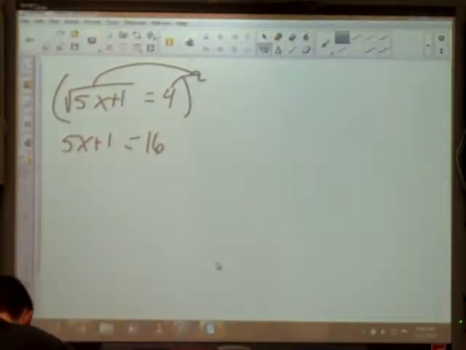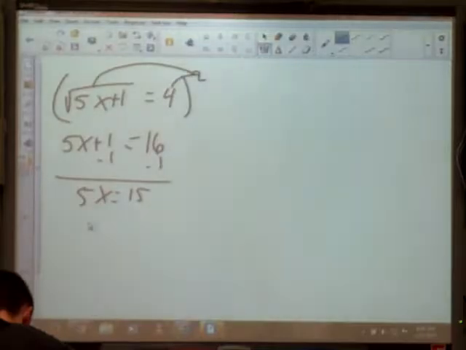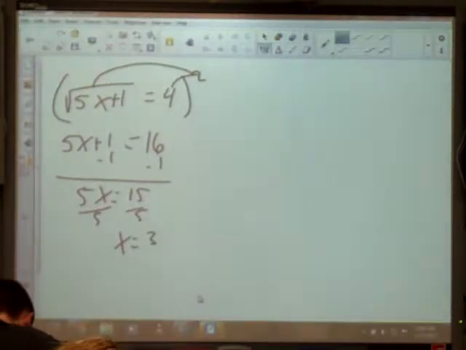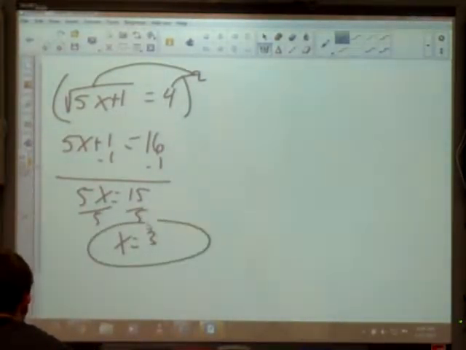What are you going to do first? Subtract 1. 5x is 15, so then you divide by 5, so x is 3. Go back and check it just to make sure. You can do that mentally. 5 times 3 is 15, plus 1 is 16, square root of 16 is 4. So you can circle it, that's good. Easy stuff there.